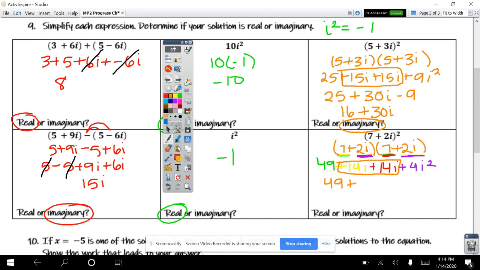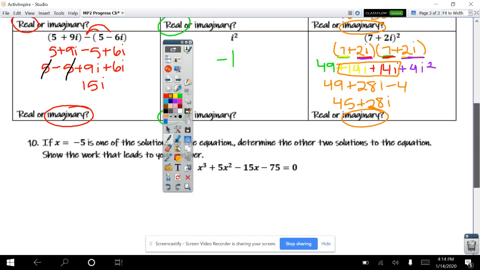So now I can combine 14i plus 14i. 49 is left. This is 28i. And then 4i squared becomes minus 4 because i squared is negative 1. Then 49 minus 4 is 45. And then plus 28i. And that's going to be imaginary. Great.